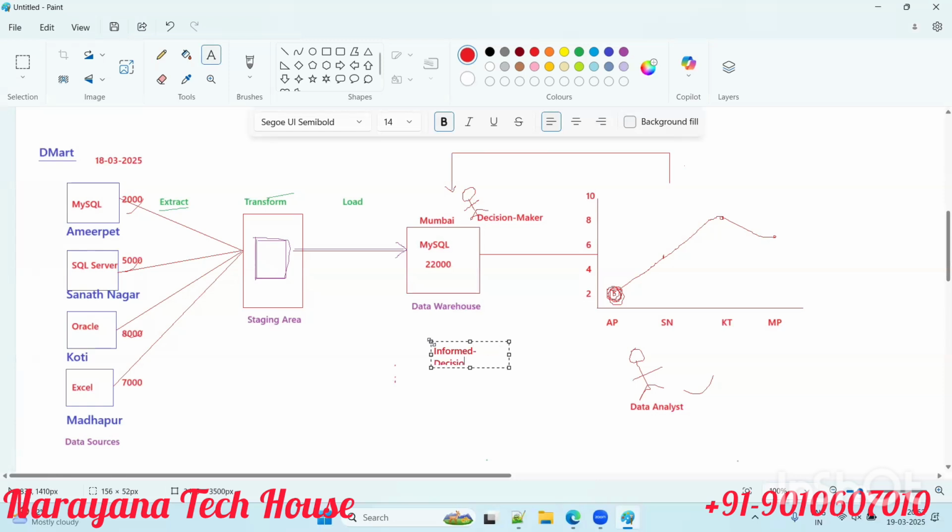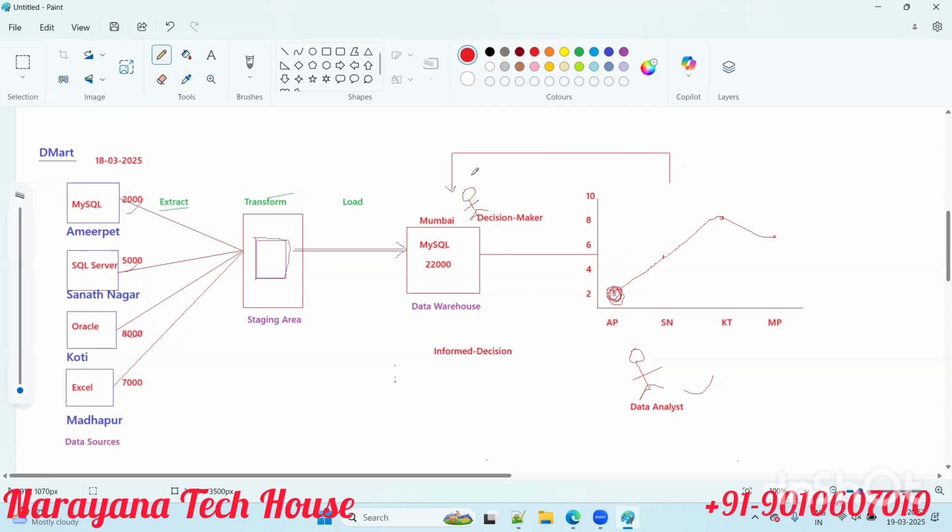That means the decision which is taken by proof. See, we are showing them proof. What is the proof? In Ameerpet, less sales are there, and this is the proof. Then they take the decision. That's called an informed decision. Informed decision means taking a decision by observing the proof. If you tell them in normal words without any proof, then it may help the management or it may destroy the business also, right?